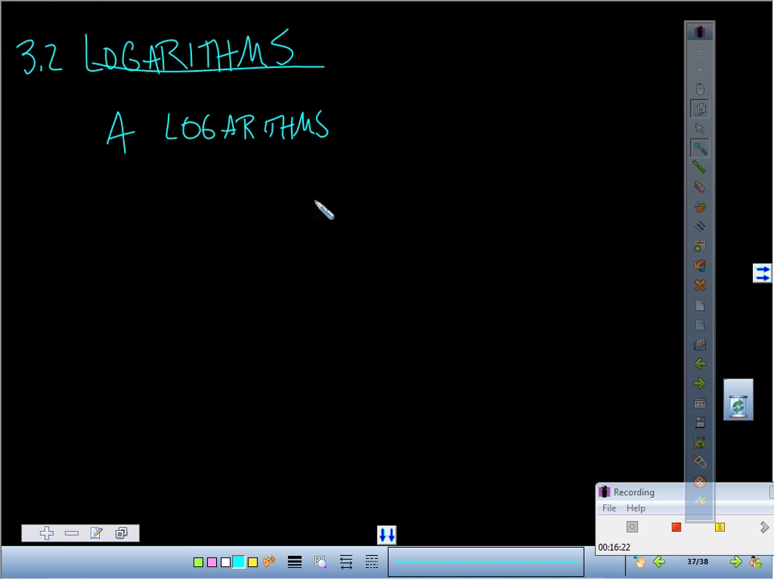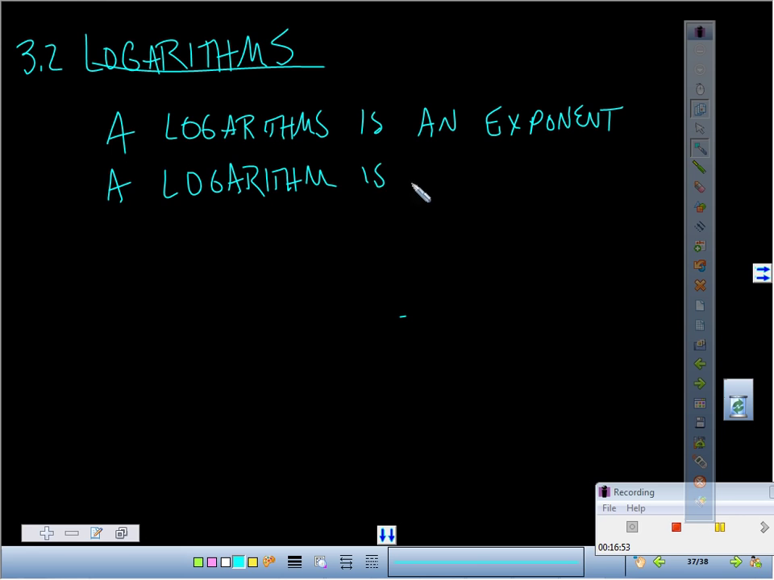A logarithm is an exponent. I'm going to write it 3 times. No ditto mark. A logarithm is an exponent.